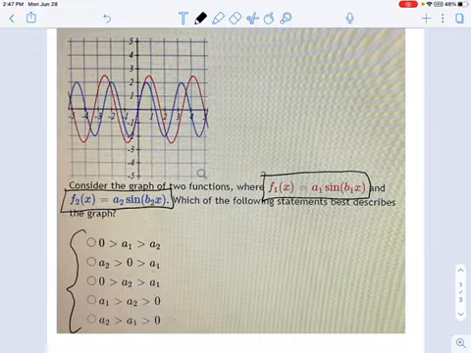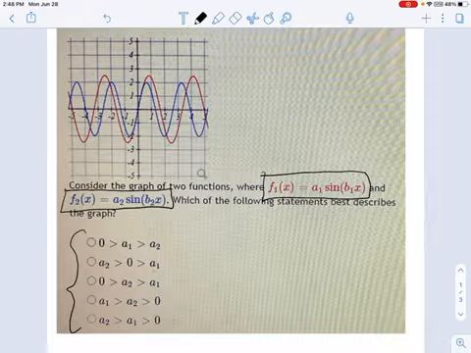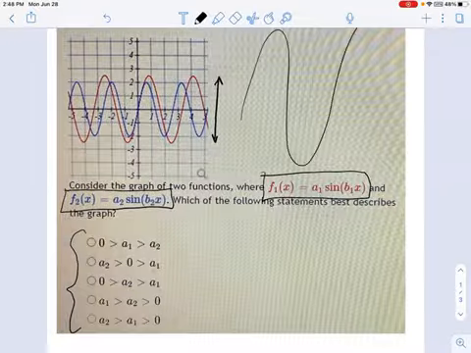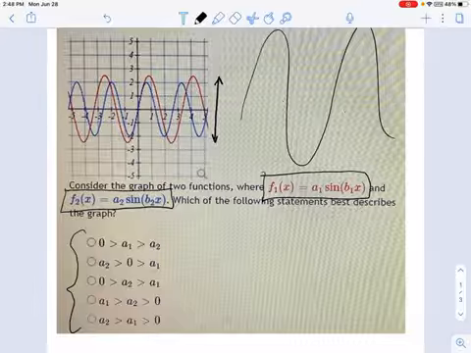So a is the amplitude. If you remember from graphing trig, what they're asking us essentially is which one of these amplitudes is bigger. An amplitude, if you remember your trig vocab, is how big this wave is, how high it goes up and down. A big amplitude wave might look like this, and a little one, maybe it only looks like this. So they're asking which one of these waves has the biggest amplitude.